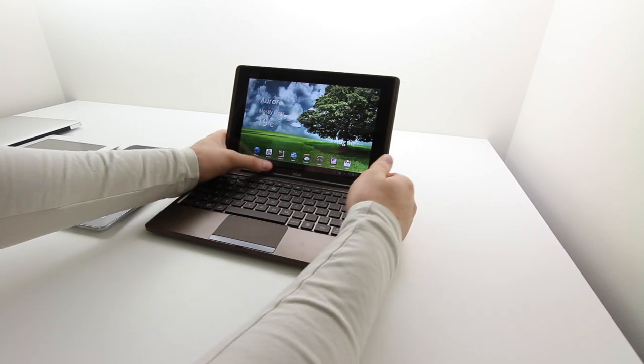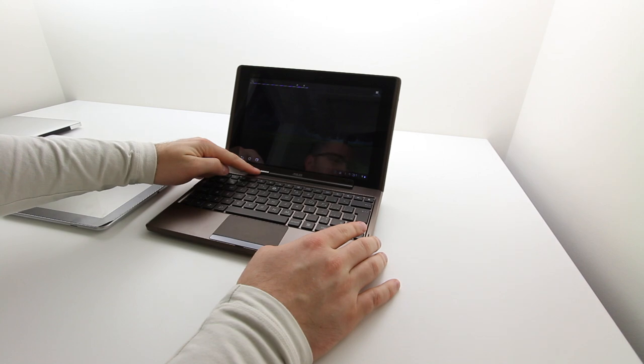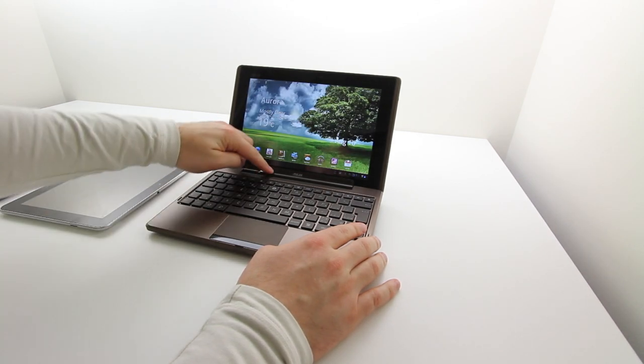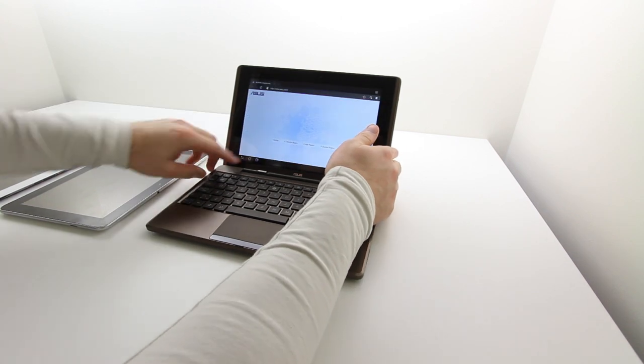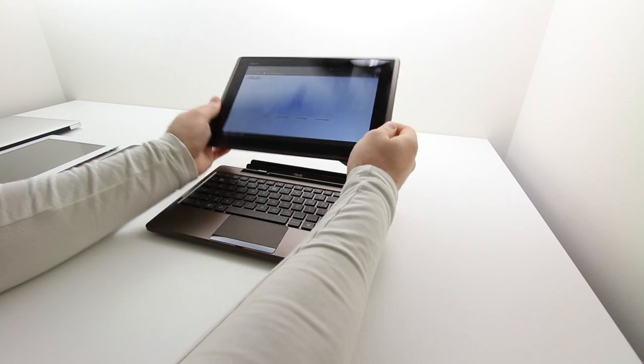So let's go ahead and remove it from the dock. Now, that's controlled via this mechanical switch up here. The way that that functions is by unlocking to the left, and then you lift up on the tablet portion.